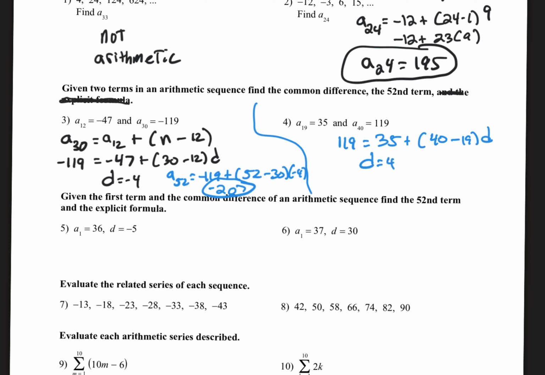So then A of 52 is equal to 35. Doesn't matter which one I pick. Plus 52 minus 19 times 4. 35 plus 52 minus 19 times 4. 167.